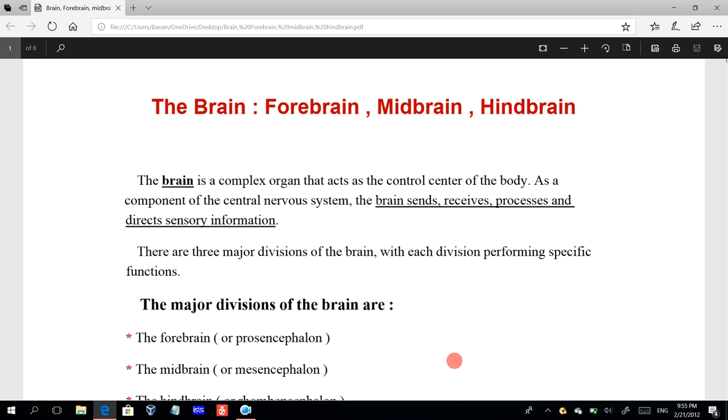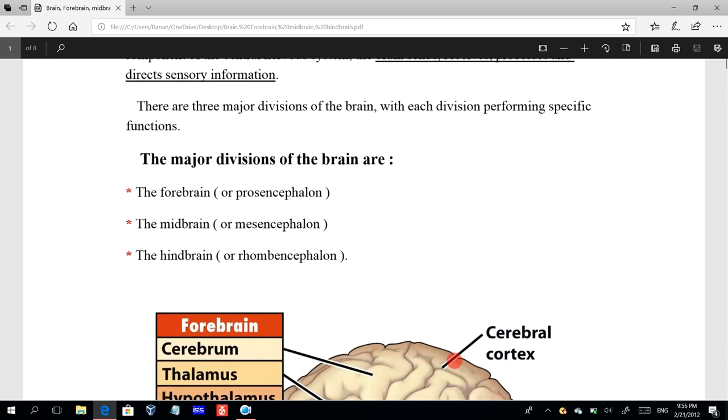As a component of the central nervous system, the brain receives, يستقبل, processes, يعالج, and directs, ويوجه, sensory information. There are three major divisions of the brain, with each division performing specific functions. So each division has its own specific functions. What are these three divisions?